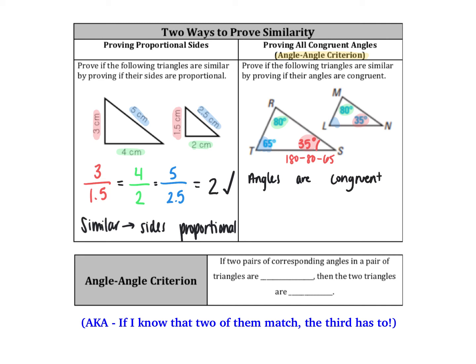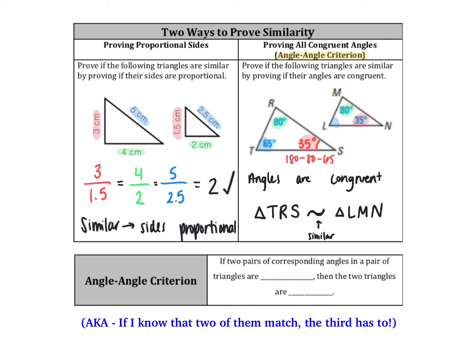And I'm going to show you some fancy formatting for this. So I have triangle TRS and I have triangle LMN. The mathematical symbol for similar is this little swoop right here. So if you see that, that is saying triangle TRS is similar to triangle LMN. And the reason why is because the angles are congruent.